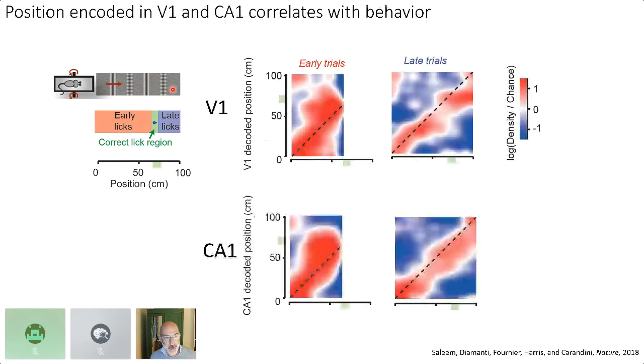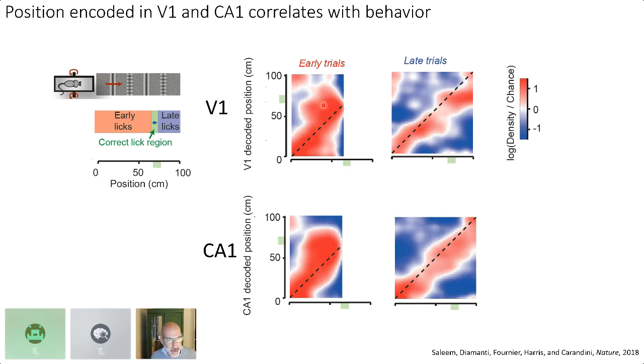Of course, the decoder works perfectly in the correct licks because that's how it was trained. So I'm only showing you now early trials and late trials. This is the decoder from V1. This is the decoder from CA1. And hot means V1, or the decoder, thinks the mouse is in a particular place. So let's just focus on V1 because it's identical to CA1, which is kind of the message of this talk.